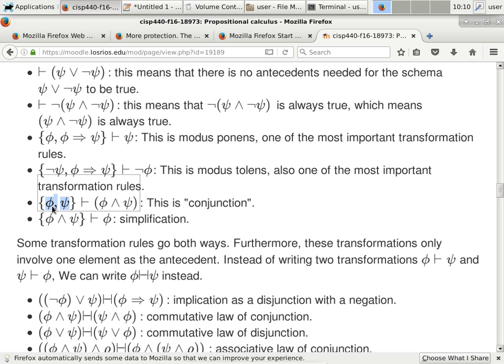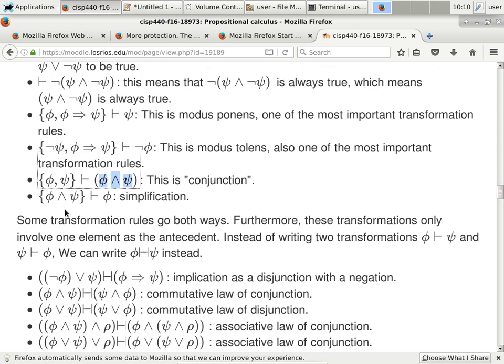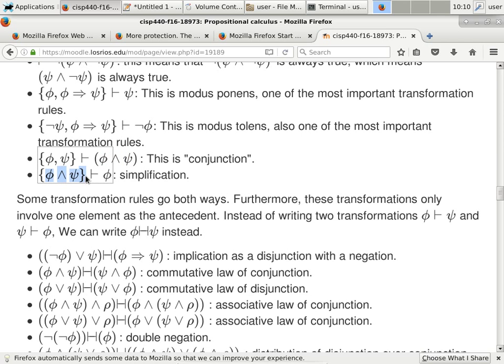If you can find a well-formed formula phi and you find another well-formed formula psi, then the conjunction of those two is true. Well, because they're individually true, right? If they're individually true, then the conjunction is true. It's not really surprising. And then this is the interesting one.